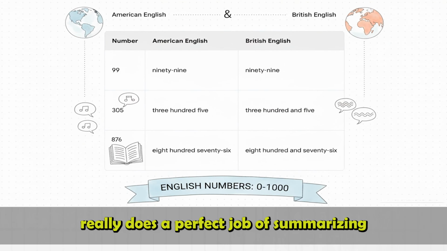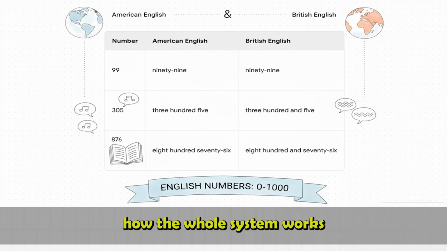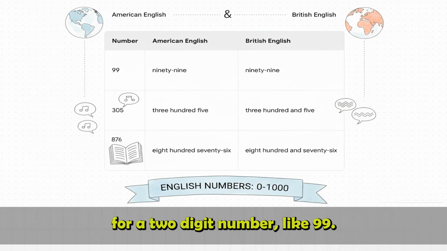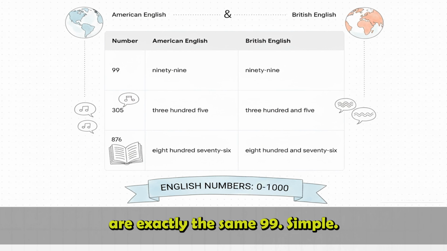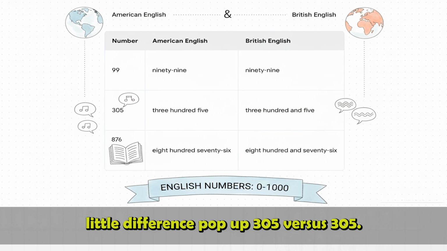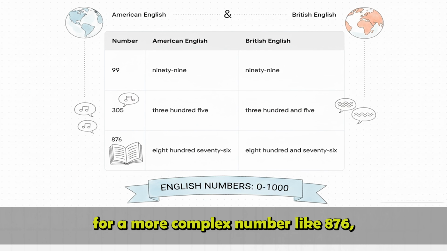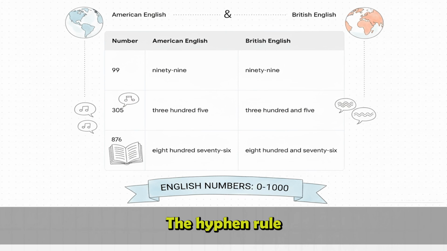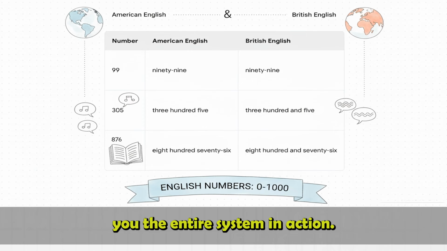This table really does a perfect job of summarizing how the whole system works. For a two-digit number, like 99, both American and British styles are exactly the same, ninety-nine. Simple. When we add hundreds, like in 305, you see that little difference pop up, three hundred five versus three hundred and five. And finally, for a more complex number like 876, we use all our rules. The hyphen rule applies to seventy-six in both styles, and that little word and is the only thing that separates them. This one table really shows you the entire system in action.